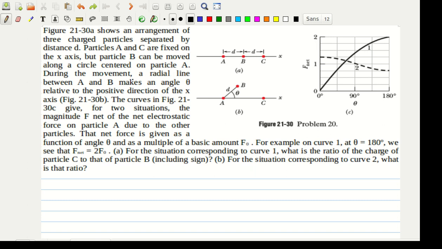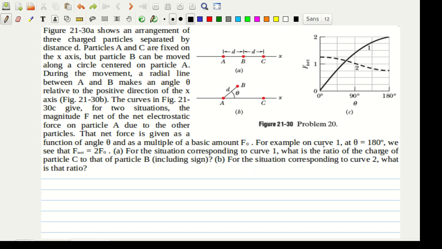During the movement, the radial line between A and B makes an angle of theta. They are just showing one of the intermediate positions, so this angle is theta. The curves in figure 21.30c give, for two situations, the magnitude F of the net electrostatic force on particle A. So this is F net, the total force on particle A due to particle B and particle C. The net force is given as a function of angle theta and as a multiple of a basic amount F naught.